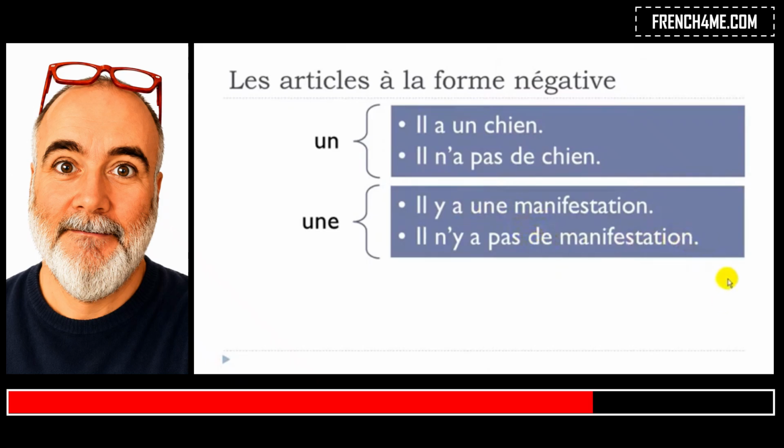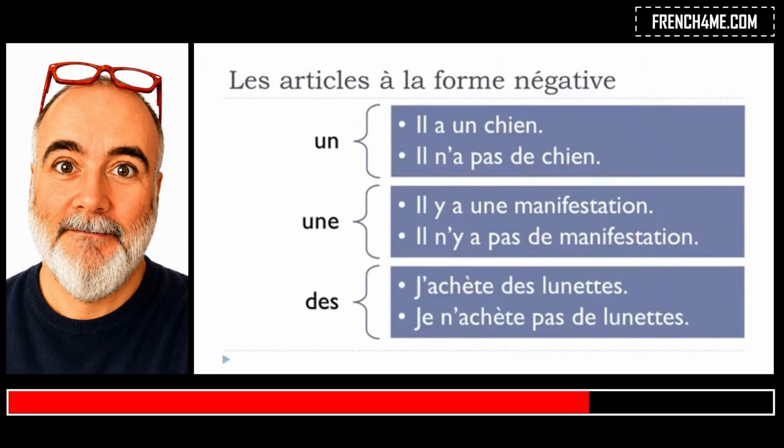All right. So what about the plural now? Des, and then j'achète des lunettes. Je n'achète pas de lunettes. Okay, des lunettes, glasses. Acheter, to buy. J'achète des lunettes. So you can see that it will be exactly the same rule. So des becomes de. Okay, so what we've got here, un is becoming de, then une is becoming de, and after that you've got des, and it's becoming de as well. Okay, and this is for what we call les articles indéfinis, so a in English.